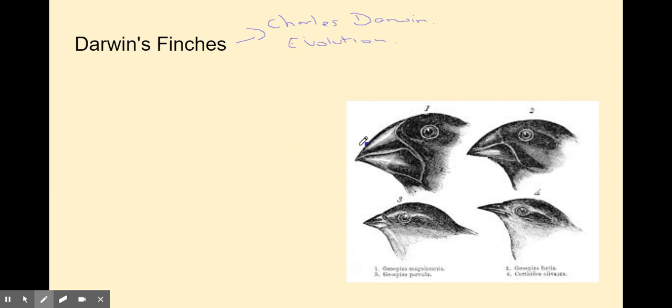was looking at variations of finches on different islands, in a group of islands called the Galapagos. And if you look here, Darwin's finches, they're all the same species of bird, but they have remarkably different beaks, and that's due to the type of food they eat. The type of food that was available on the island they lived on gave rise to different shaped beaks.